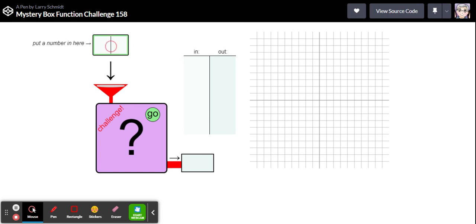All right, let's begin. I'm going to start with a 0. 0 gives us 0. How about a 1? So 1 is giving us a non-repeating decimal. So right away I'm thinking either a square root function or trig, maybe. Let's put in a 2. 2 gives us almost 3. Let's put in a 3.